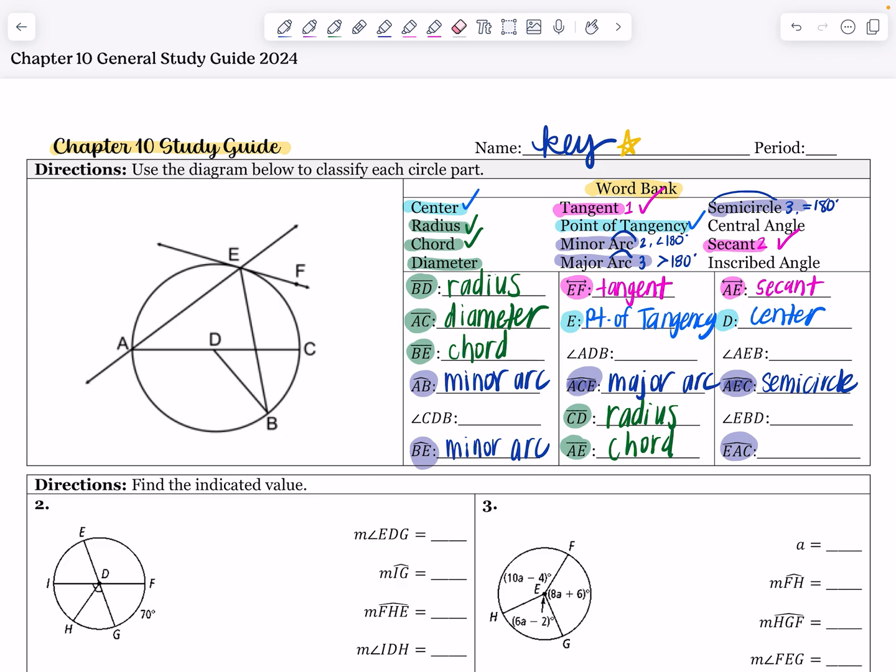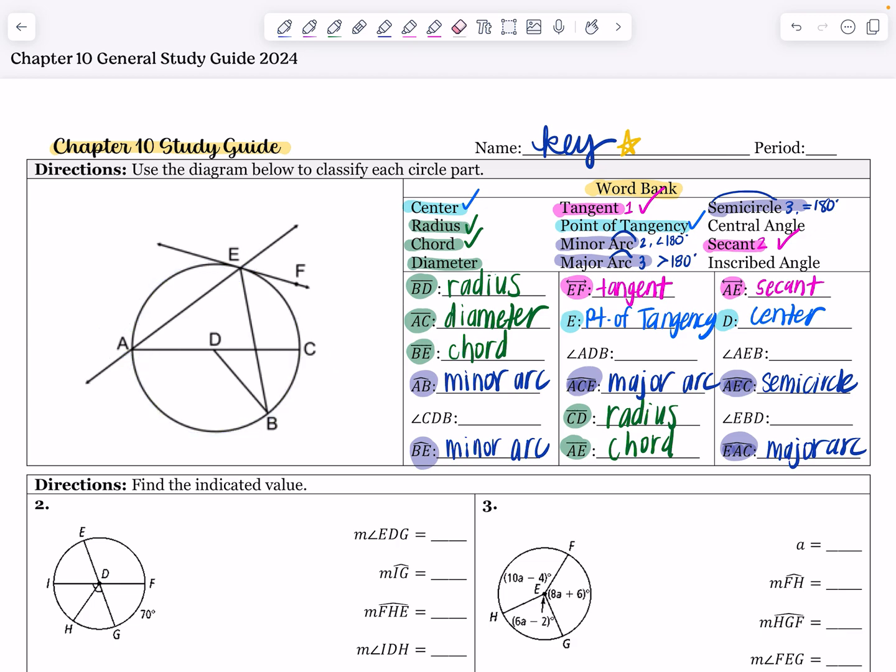Okay? All right? So they're using a lot of the same letters to make sure that you know the difference between these. Now instead of ACE or AEC, they say I want you to start at E, go through A, and then stop at C. So starting at E, first going through A, and then stopping at point C, that is going to be short of a full circle. We are going to call that a major arc. It's more than 180 degrees.